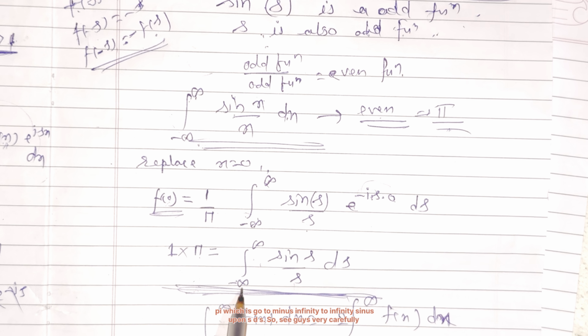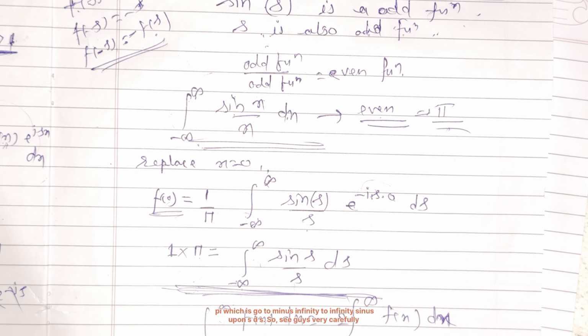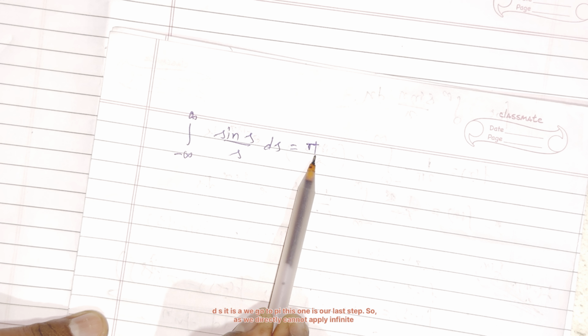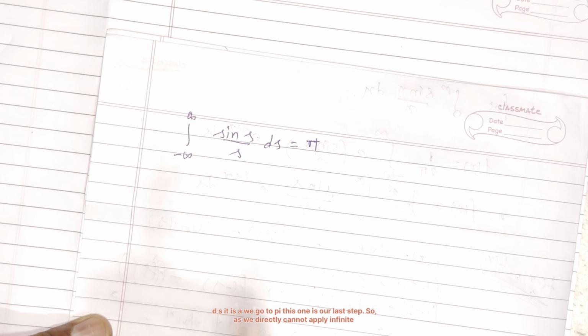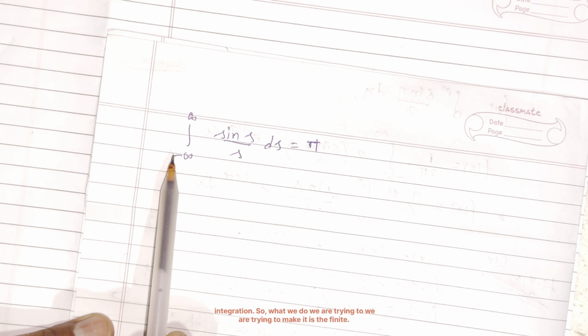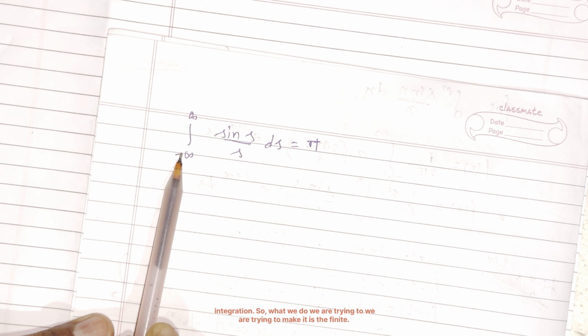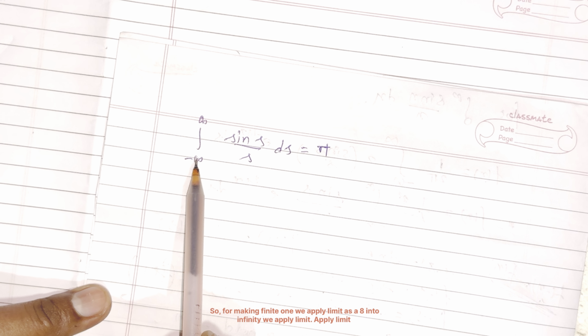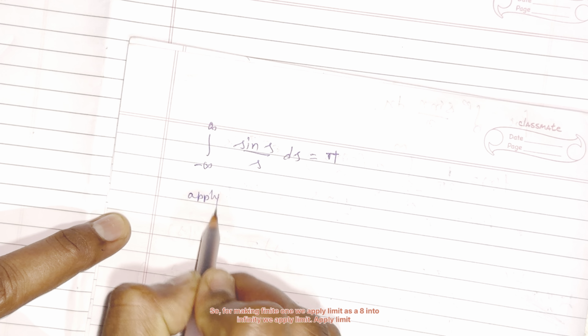Pi is equal to the integral from minus infinity to infinity of sin s upon s ds. See very carefully, guys, how I'm going to solve this. As we know, the integral from minus infinity to infinity of sin s upon s ds is equal to pi. This one is our last step. As we cannot directly apply an infinite integration, we are trying to make it finite. So for making it finite, we apply the limit as a tends to infinity.